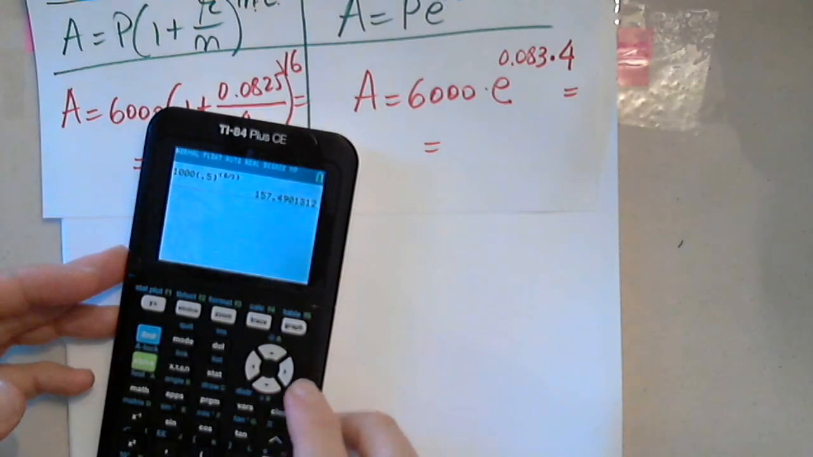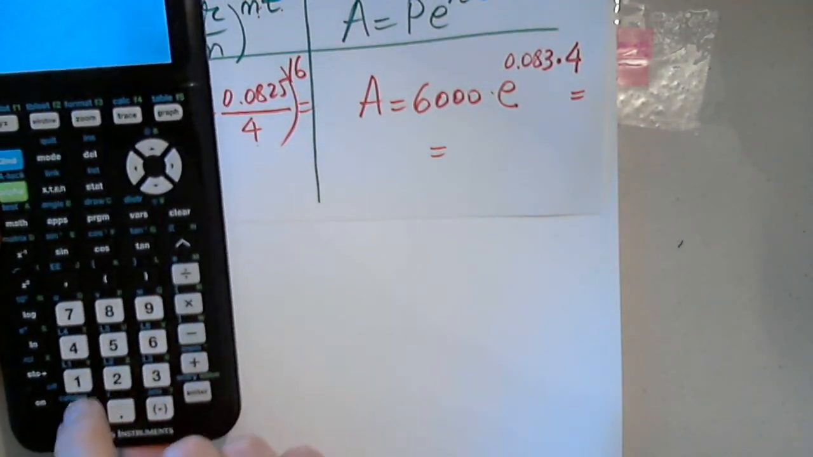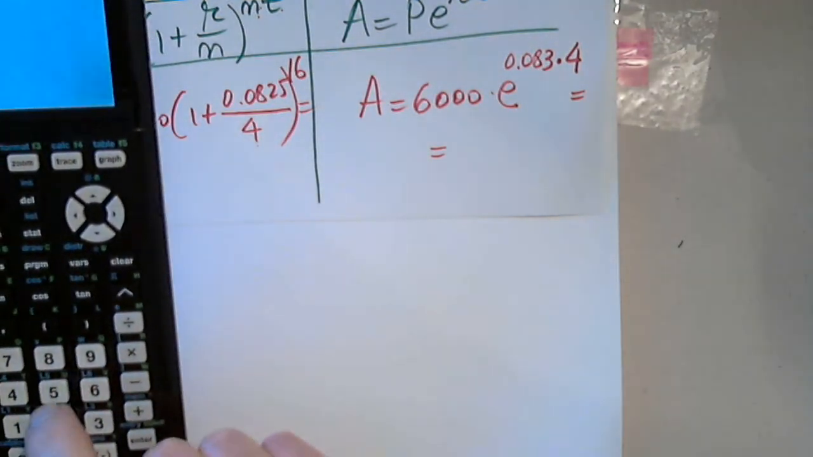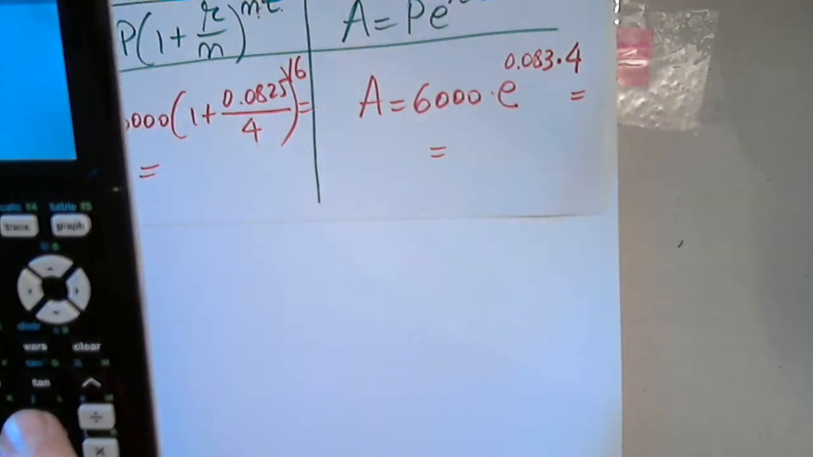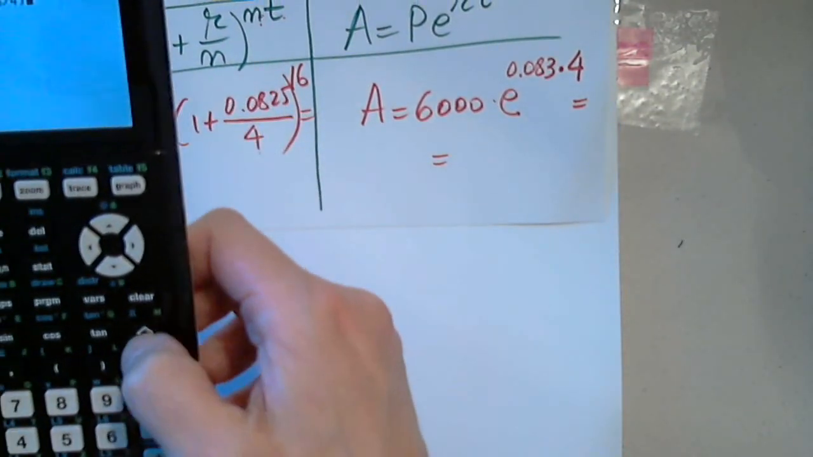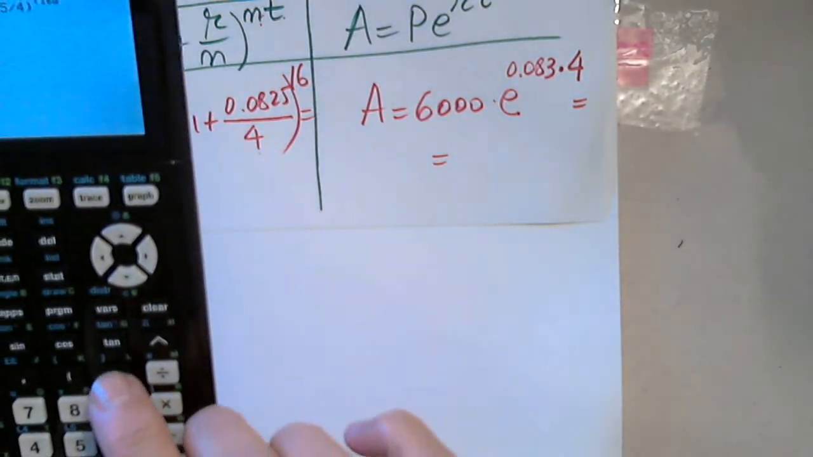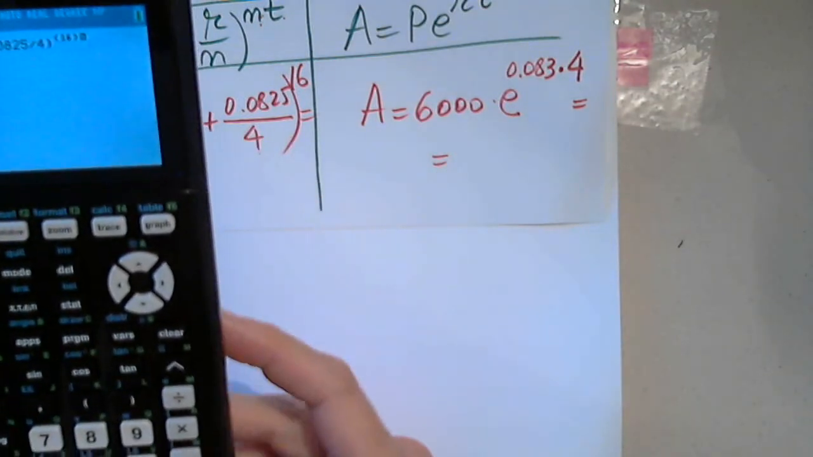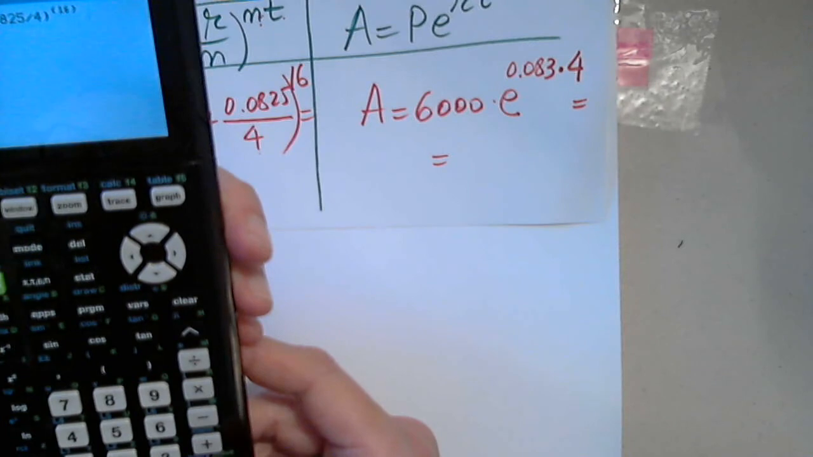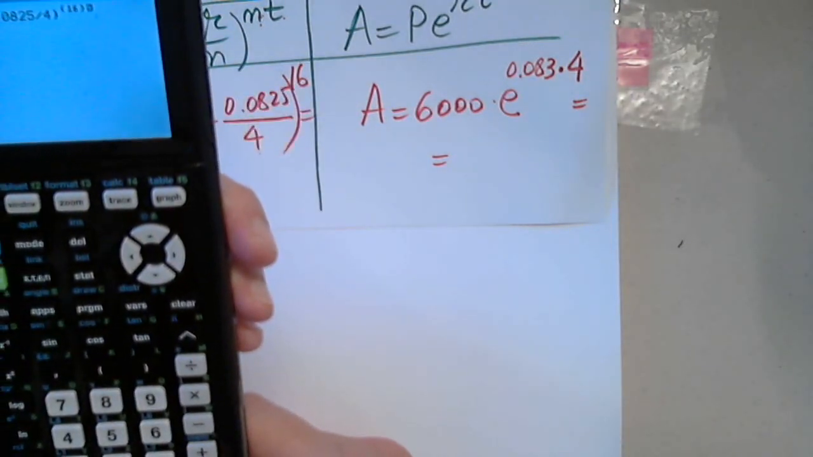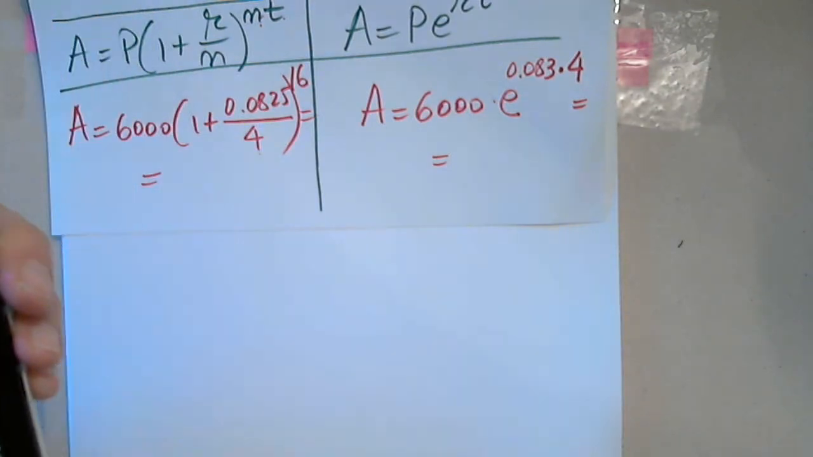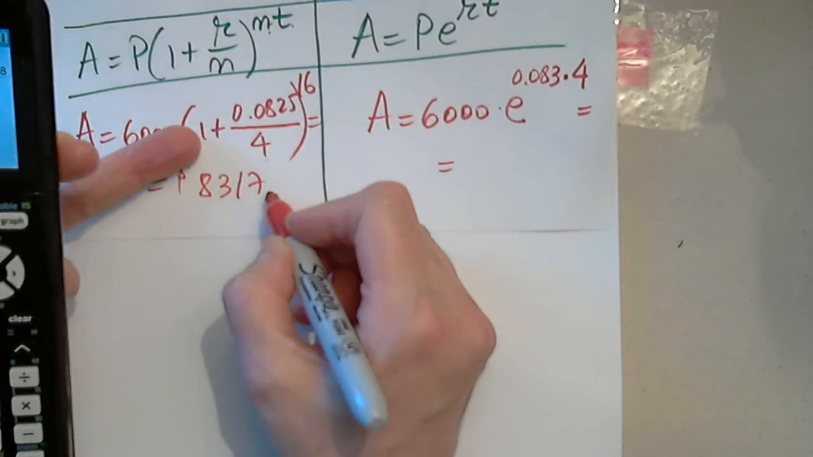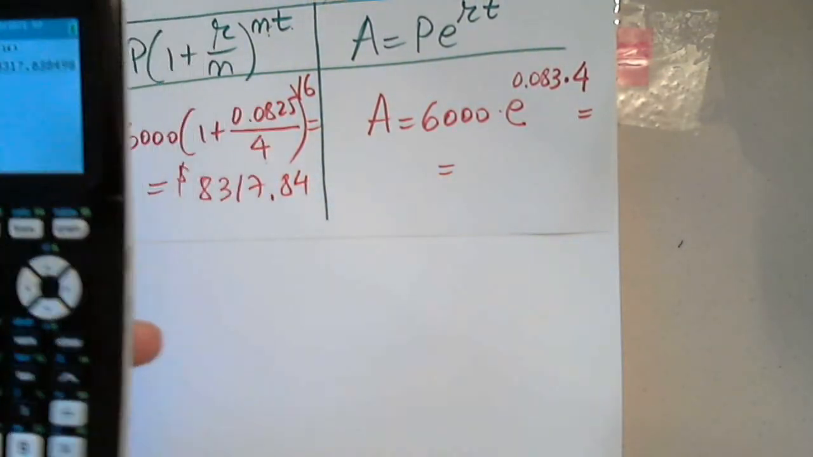Got it? Okay. So, we plug in 6,000, parentheses, 1 plus 0.0825 divided by 4, close the parenthesis, and put the caret. You know me, I have to have parentheses everywhere. It may work without, I don't care. I have to show this because some of you have older calculators, and without parentheses it may give you an error. So press enter. 8,317.84.